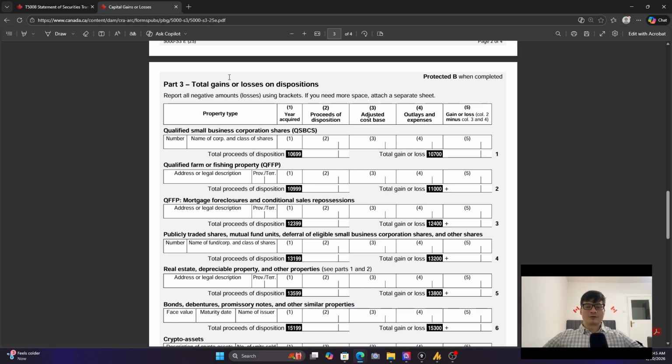If we paid $15,000 for those same 1,000 shares, now we have proceeds of disposition of $30,000 and an adjusted cost base of $15,000. Do we have any outlays or expenses? We're going to say no, it's zero. Sometimes you do if you have commission. Nowadays, a lot of platforms have zero commission when buying and selling, but back in the day it used to be like $7.50. You take your proceeds of disposition minus your adjusted cost base, minus your outlays, and you get your net capital gain or loss.